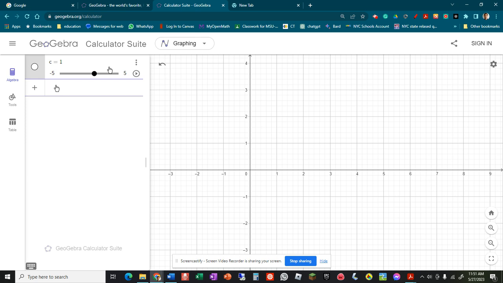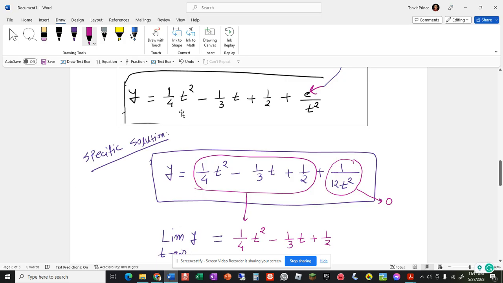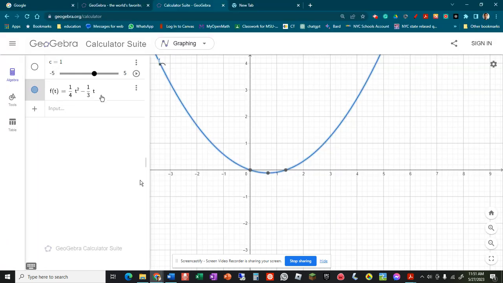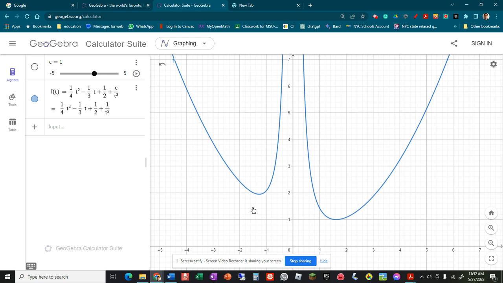So let's write our general solution. The general solution is 1 over 4 t square minus 1 over 3 t plus, I forgot, let me actually go and check. 1 over 4 t square minus 1/3 t plus 1 half plus c over t square. That's my solution. It actually has branches, right? Because of the c over t square, you're going to end up with branches.